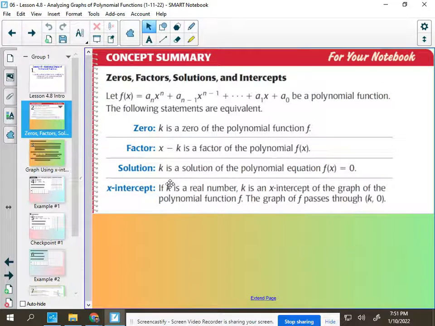I know maybe that wasn't the greatest, but over the course of the last chapter or two, we've used these terms a lot. For today's lesson specifically, it's x-intercept. The solutions, the zeros that we find, we're going to use as x-intercepts, as points on our graphs. So that's the big setup for today's lesson.